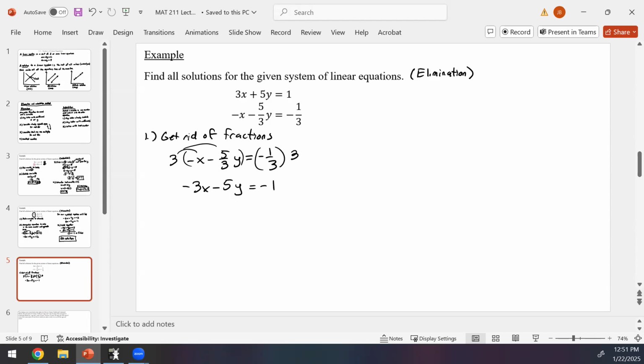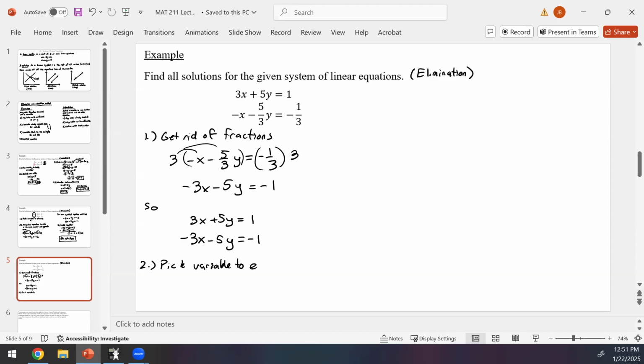Okay, so 3x plus 5y equals 1. Negative x minus 5/3 y equals negative... Oops, I'm copying down the original equation. Let's copy this down correctly. So negative 3x minus 5y equals negative 1. So now we have our updated system. So then step 2 is pick variable to eliminate.